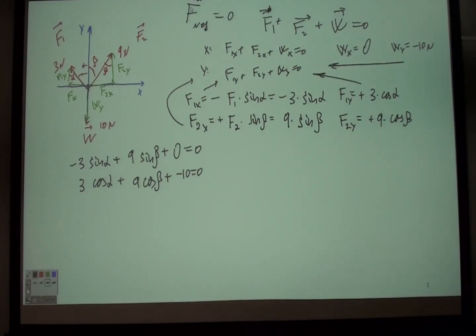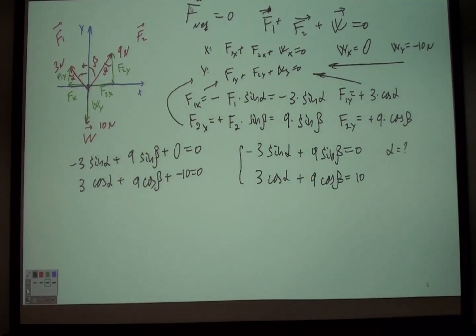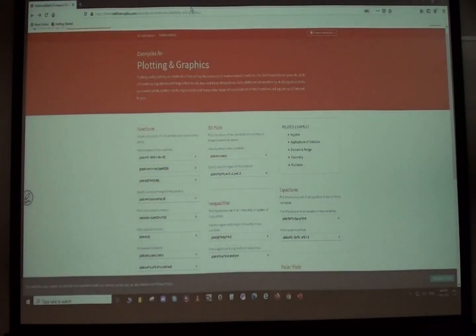And now I just want to rewrite it in a more convenient way. Negative 3 sine alpha plus 9 sine beta equals 0, and 3 cosine alpha plus 9 cosine beta equals 10. That's our system. We have two unknowns, and nowadays no one can solve these equations by hand. Hundreds of years ago people could, but now everybody uses a computer and they forget how to do it by hand. Well, let's use a computer, an internet computer.